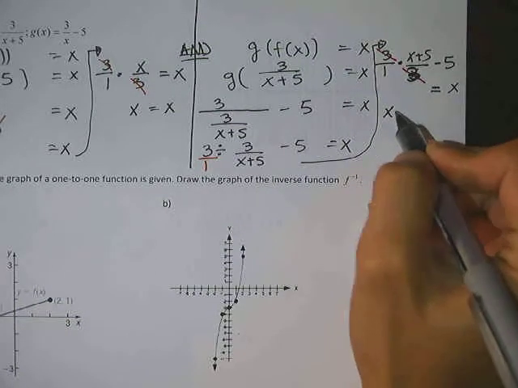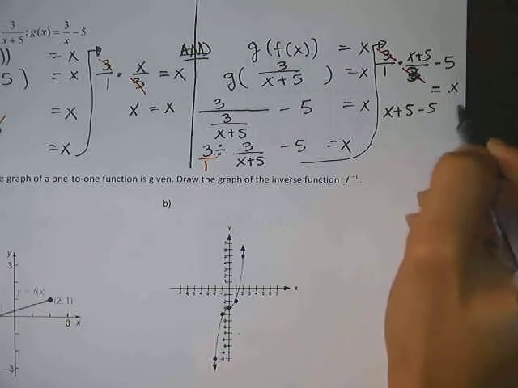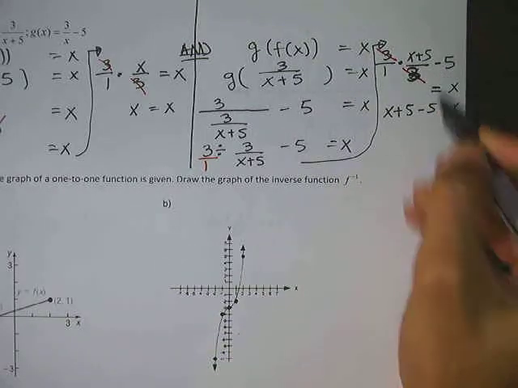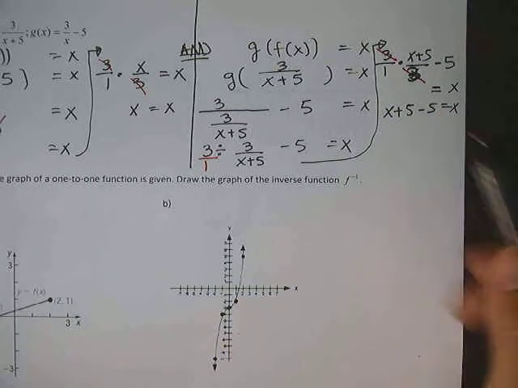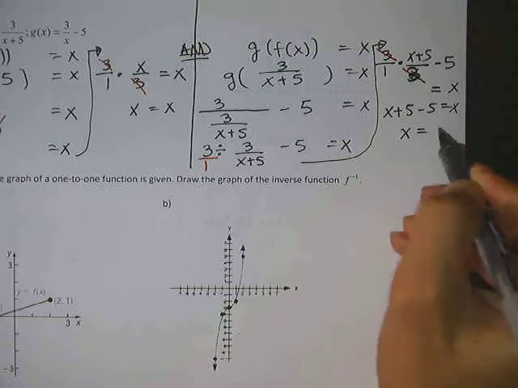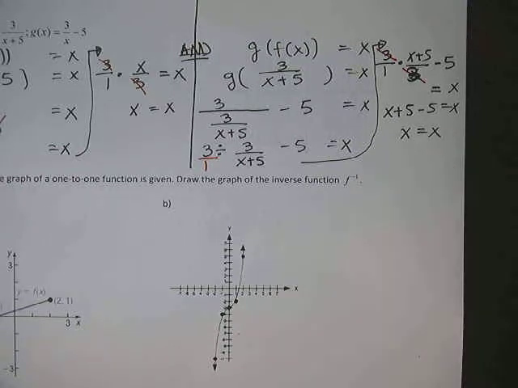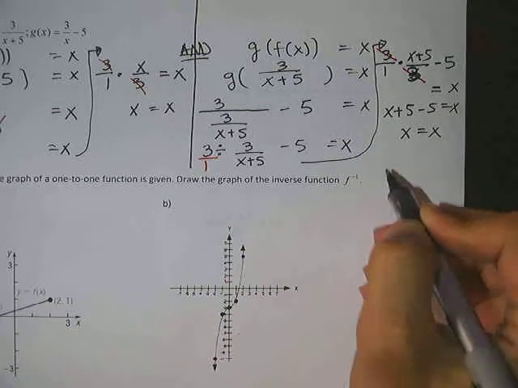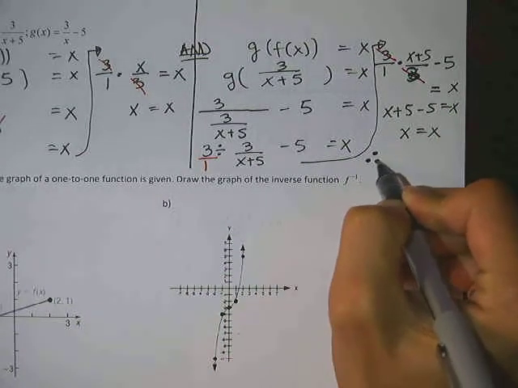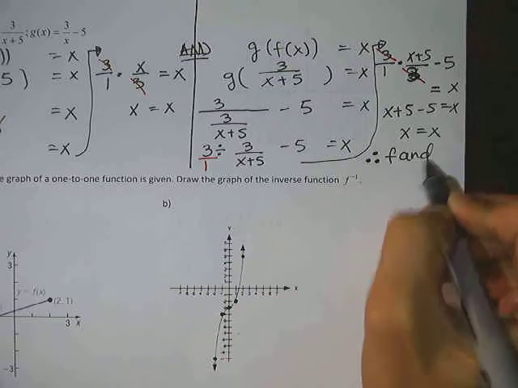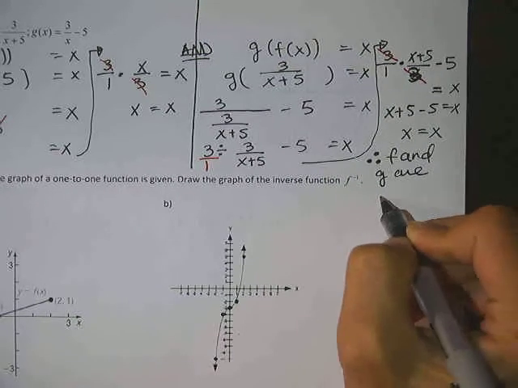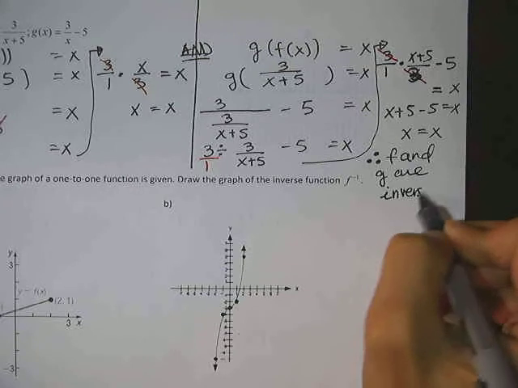So now I have x plus 5 minus 5 equals x. Just bring this negative 5 down. A positive 5 and a negative 5, those two will cancel themselves. So I do end up with x coming out to be x. So they're both proved to come out to be x. So we're going to write, therefore, f and g are inverses.